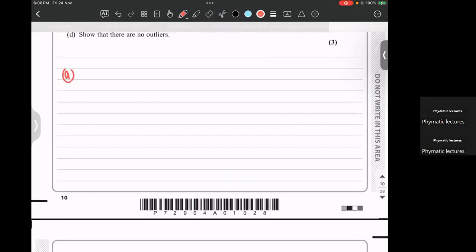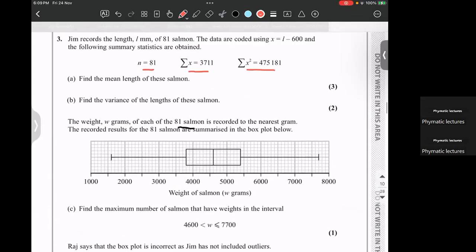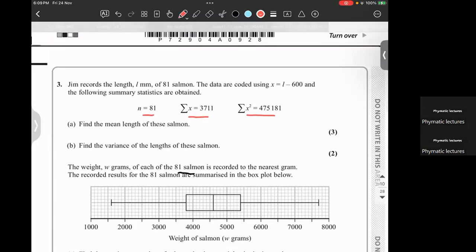So first of all, we will find the mean of this coded data. So how will you find the mean? The equation is sigma x divided by n. So sigma x means 3711 divided by 81. And if you're doing so, you will get 45.814 non-terminating. Okay.